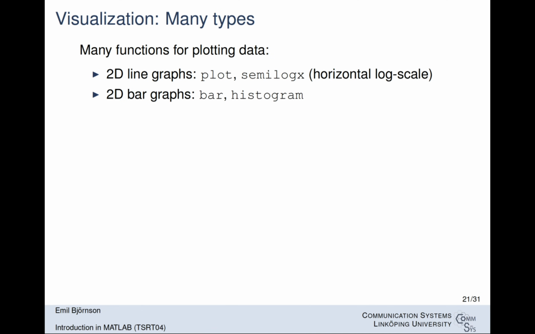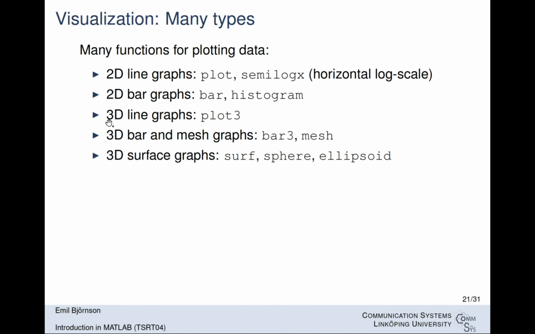I was exemplifying creating a graph with a sine, which is a so-called line plot, but you can create a lot of other types of plots. 2D lines with the plot command, semilogx, which is creating a logarithmic scale. Then you can create bar diagrams with the bar or histogram commands. You can create 3D line graphs with plot3, or bar or mesh graphs in 3 dimensions with bar3 and mesh, and 3D surface graphs with surf, sphere, ellipsoid. A lot of different commands like this.